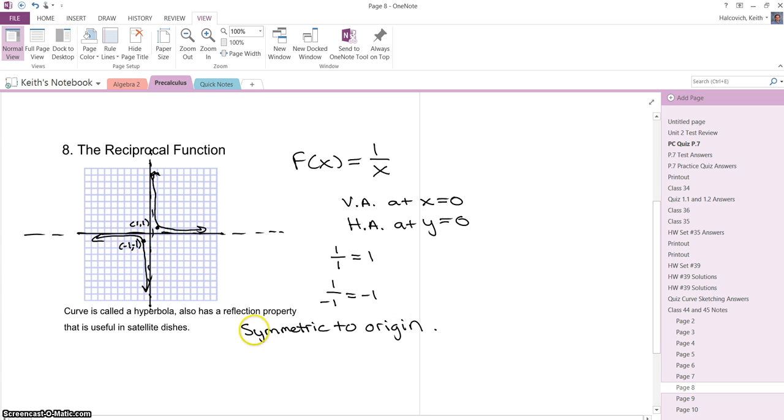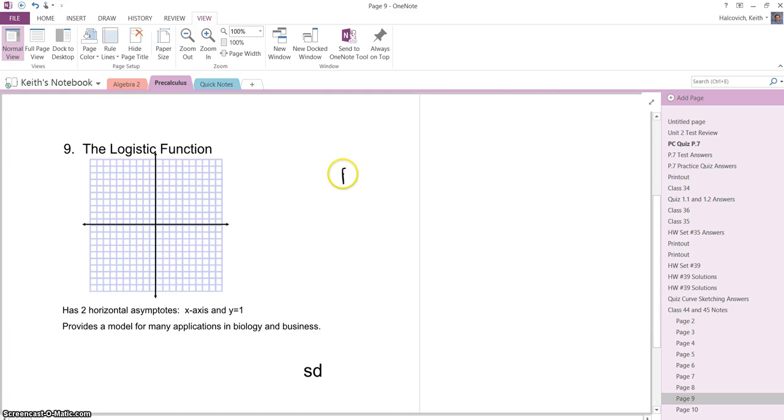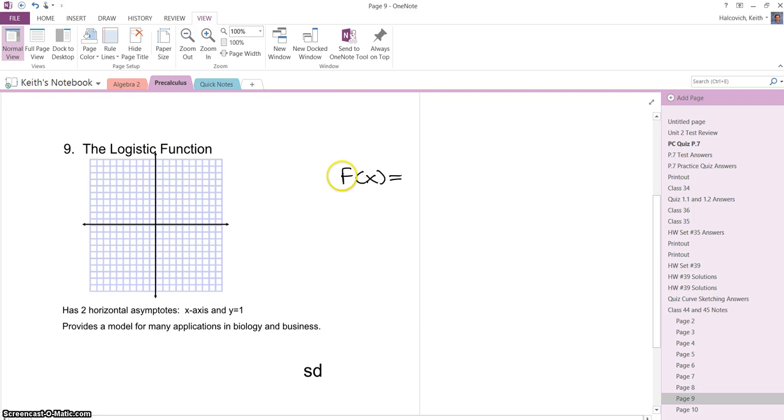The logistic function, f of x equals 1 over 1 plus e to the negative x. That is used in many applications like biology and business to see the growth of certain things. It has two horizontal asymptotes. So let's scale this. Let's say this is y equals 1. And it also has a horizontal asymptote at y equals 0.